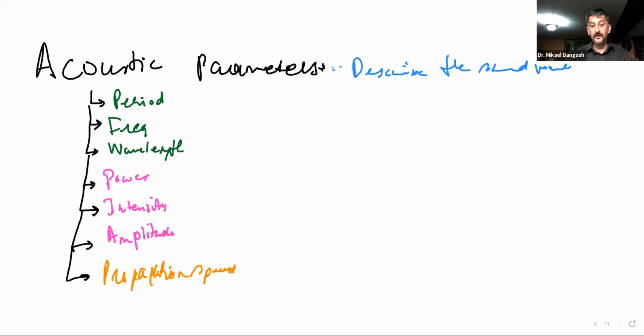And out of the two things, which is going to determine the period, the frequency, the wavelength, the power, intensity, amplitude, and the propagation speed, and so on. So now, goals: period.